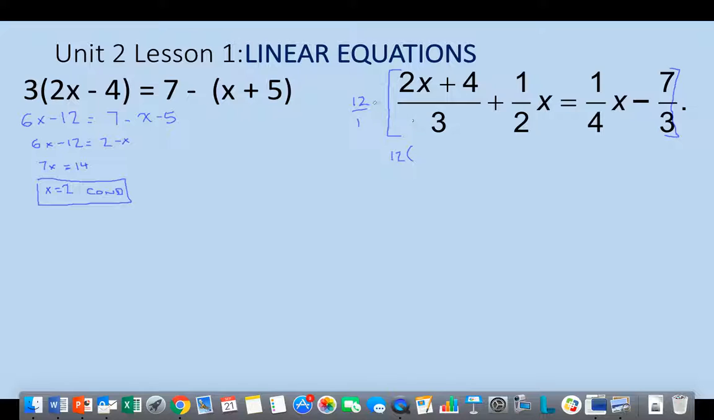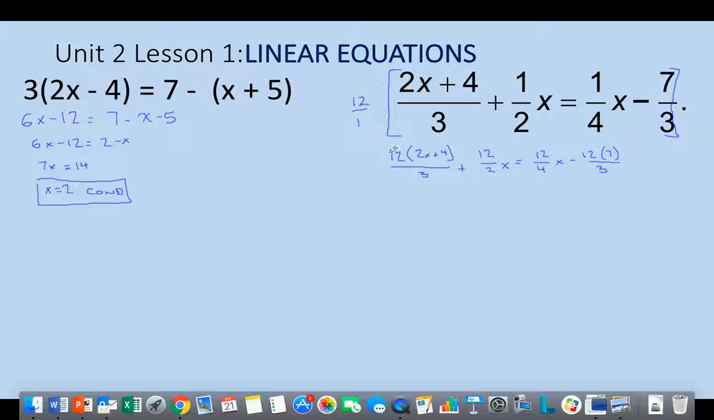When I'm multiplying fractions, I multiply the numerators and the denominators, and 1 times all these denominators is just the same. So I have 12 times 2x plus 4 over 3. And then, well, 1 times 12 is 12, so 12 over 2x. And then 12 over 4x, and then minus 12 times 7 over 3.